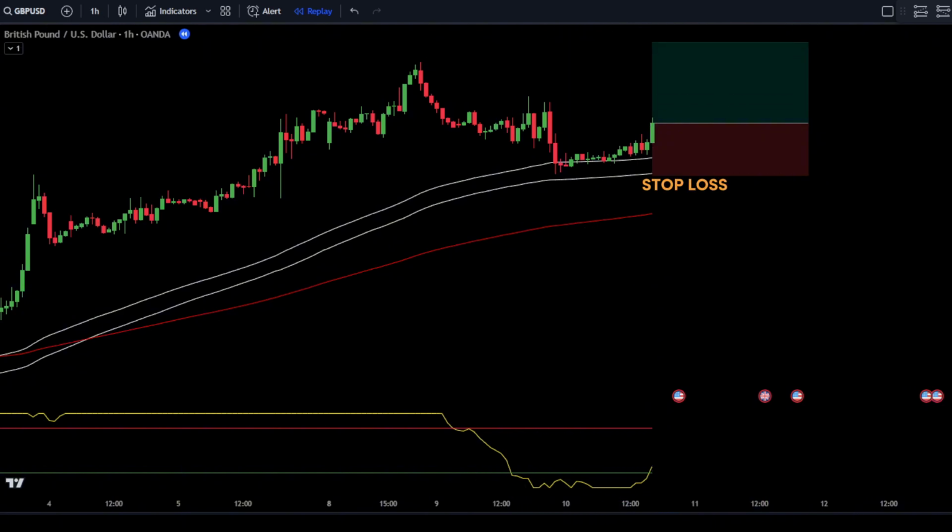Place the stop loss at the 100 EMA low line. Use a take profit target with a risk to reward ratio of 1 to 1.5.